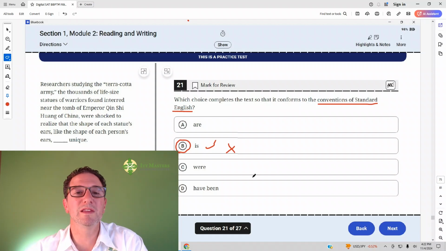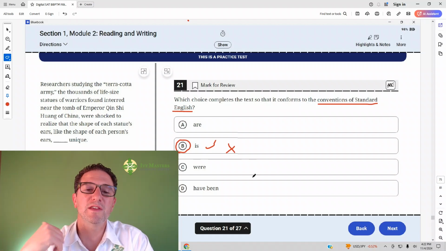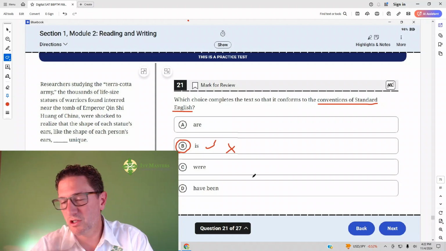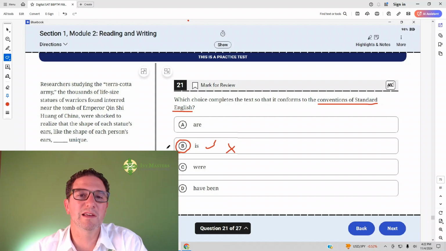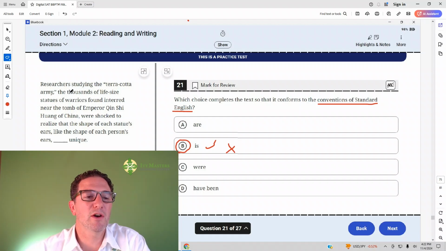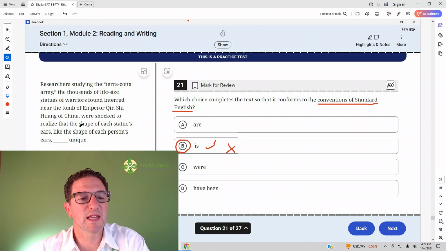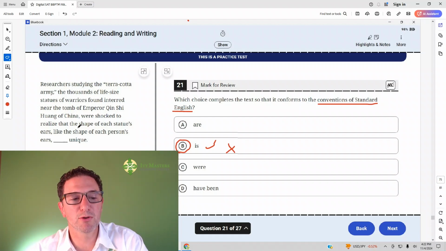Now, we will read the sentence to identify the subject, but again, I just advise you to move on without reading the sentence because it could be confusing finding the subject sometimes. The sentence reads, researchers studying the terra-cotta army, the thousands of life-size statues of warriors found interred near the tomb of Emperor Qin Shi Huang of China, were shocked to realize that the shape of each statue's ears, like the shape of each person's ears, is unique.